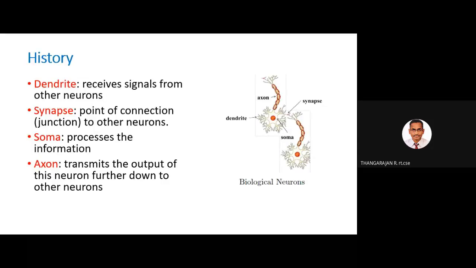And the output of the biological neuron propagates through this axon. The axon is the medium that takes the signal output of a neuron to the next neuron. Okay, so it's basically a very simple unit.